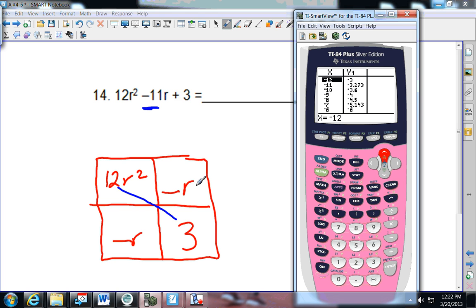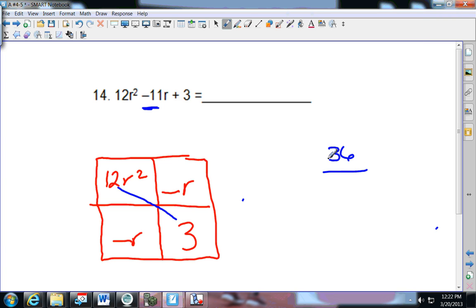There are no factors of positive 36 that give me negative 11. So since there are none, you write not factorable. You cannot factor it. So that's all you need to do. And there's not a GCF to pull out.